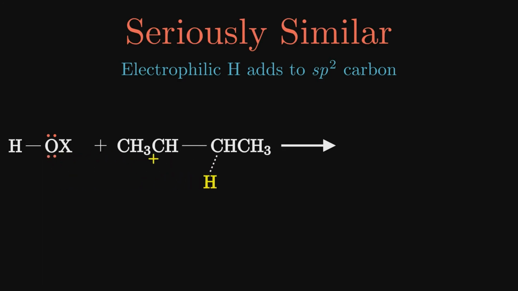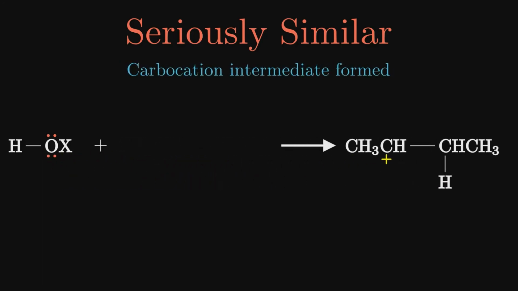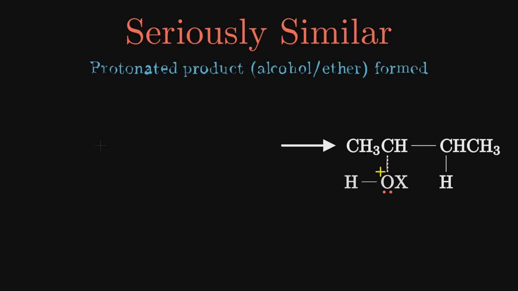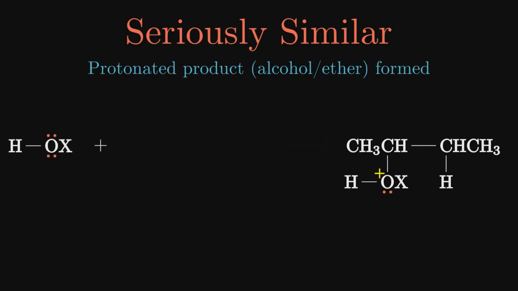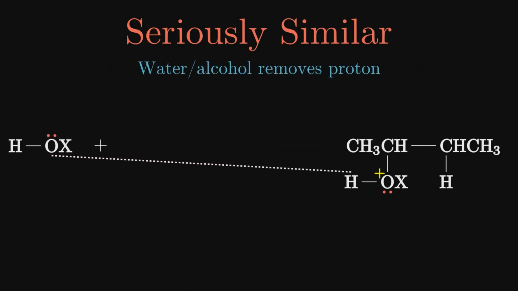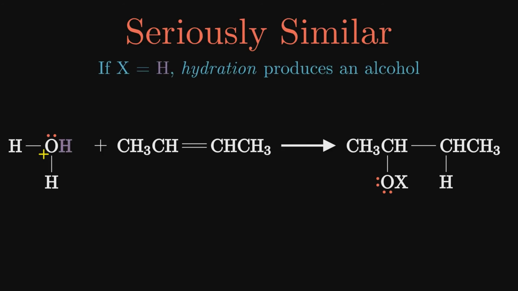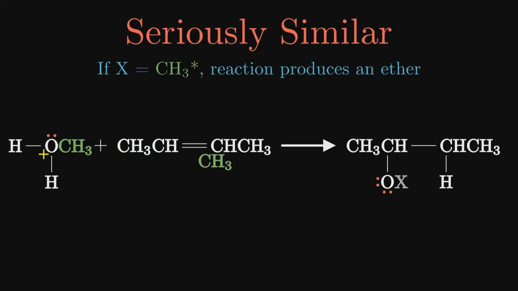The carbocation intermediate is an electrophile, and the HOX has electrons to spare. A pair of electrons from the oxygen forms a bond with the carbocation, producing a protonated intermediate. Another HOX comes by, removes the proton, which regenerates the catalyst. So now we have an OX on the alkane. Change the X to a hydrogen, and we have produced an alcohol. Change the X to a CH3 or other alkyl group, and we have an ether. Like I said, these processes are the same.